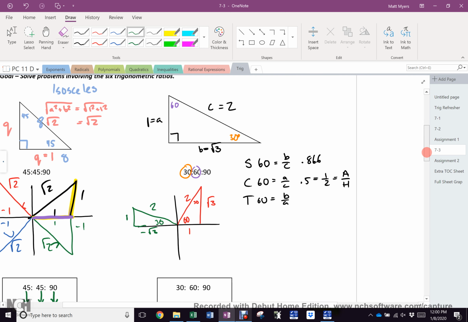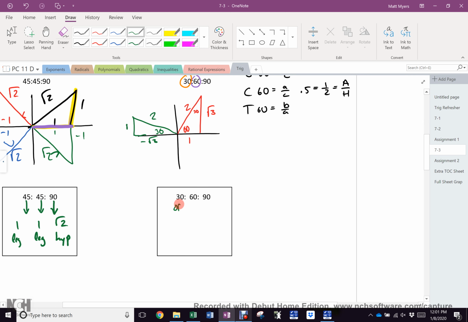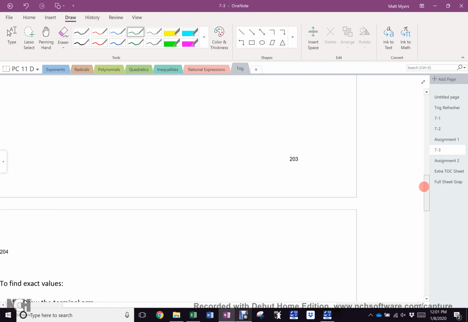So we remember, the 30 is opposite to 1. The 60 is opposite to root 3. And the 90 is opposite to 2. Everybody cool? Let's apply it. Turn the page over.